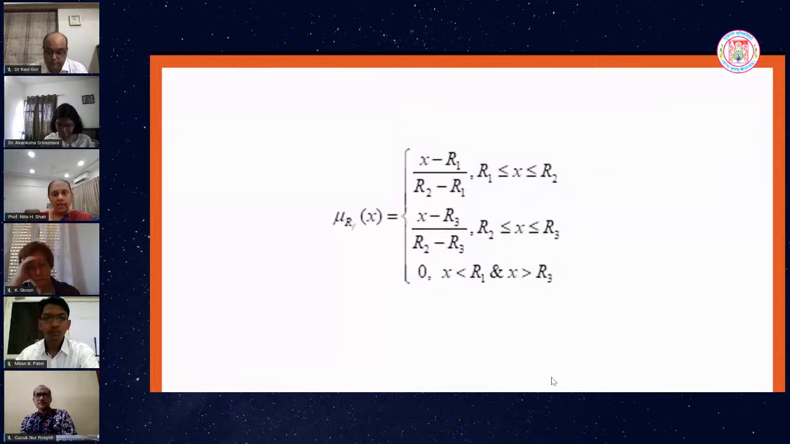because it is a triangular function, we can use standard geometry to define, between the interval R1 to R2, x minus R1 upon R2 minus R1. In the interval R2 to R3, it is defined as x minus R3 upon R2 minus R3, and 0 if x is less than R1 or greater than R3.